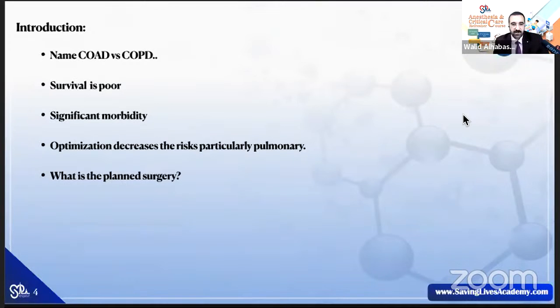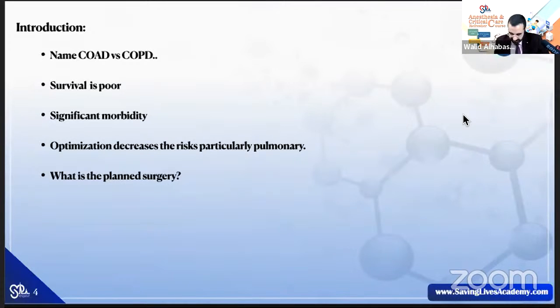COPD is a very common, extremely common respiratory disease because smoking is very common. Severe COPD in particular carries, with any type of surgery, even simple surgery, a 2-year mortality of around 47%. So after 2 years, almost half of your patients have died if they are not assessed and treated properly.